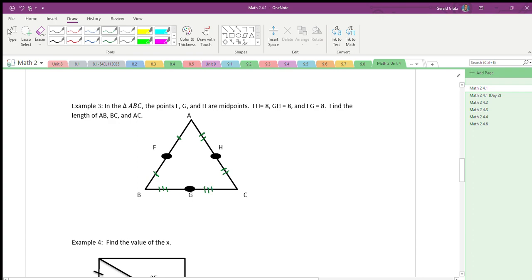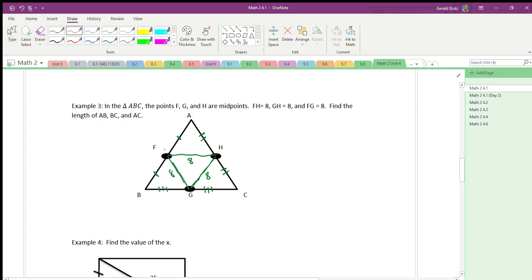They tell us that FH is 8. So FH right here is 8. GH is also 8. And FG is also 8. We need to find the length of AB, BC, and AC. So they just gave us a bunch of mid-segments.